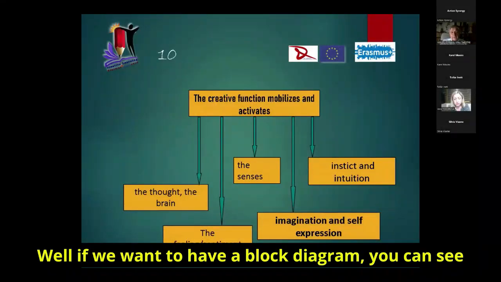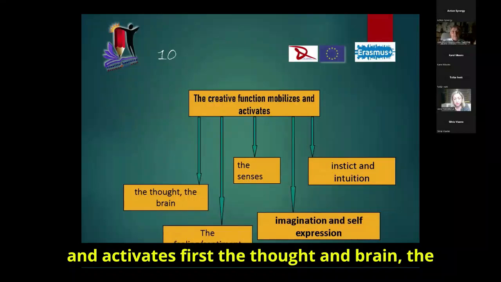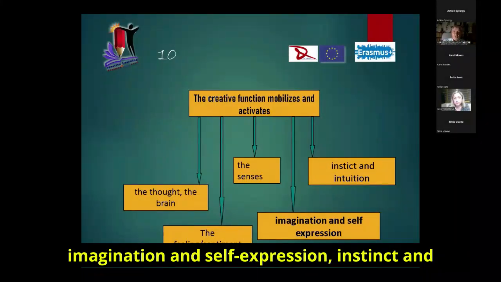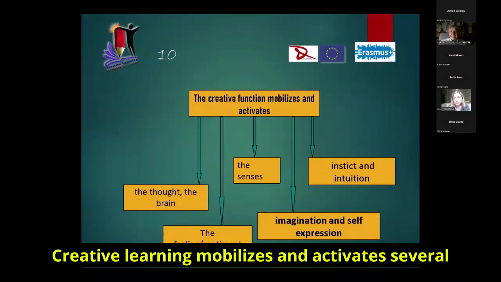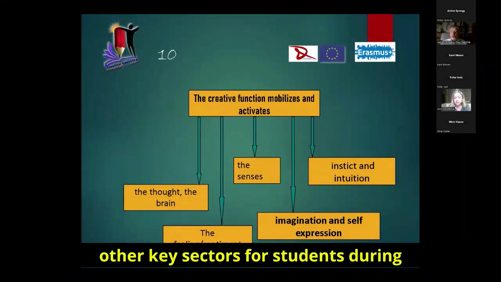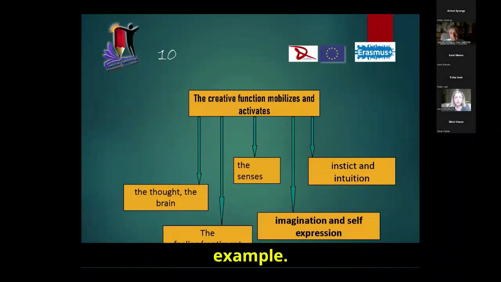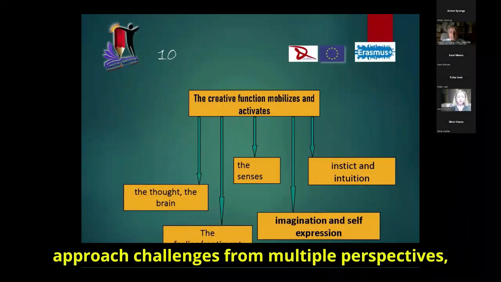Well, if we want to have a block diagram, you can see that the creative function mobilizes and activates first the thought and brain, the feeling and the sentiment, the senses, imagination and self-expression, instinct and intuition. Creative learning mobilizes and activates several other key sectors for students during the education process. Cognitive development, for example, enhances critical thinking, problem solving, and innovation by encouraging students to approach challenges from multiple perspectives.